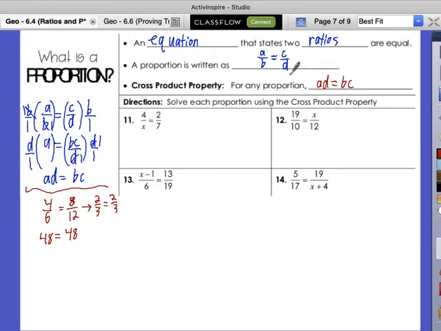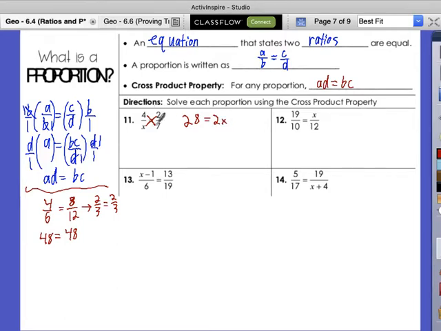Now we're going to use this: solve each proportion using the cross product property. Here we had actual numbers, 4, 6, 8, and 12, so there was nothing we needed to solve. But here, 4 over x is equal to 2 over 7. Do we know all the numbers? No. We need to figure out what x would equal for this to be an accurate proportion. There's only one number it could possibly equal. So we can use the cross product property, cross multiplication. I can do 4 times 7, which is 28, and then x times 2, which is 2x.